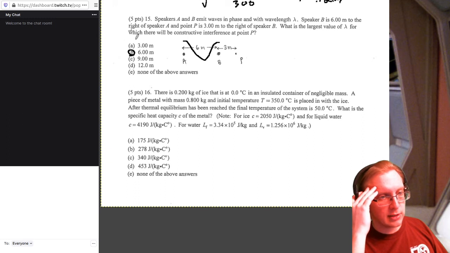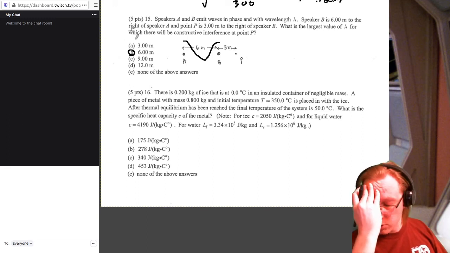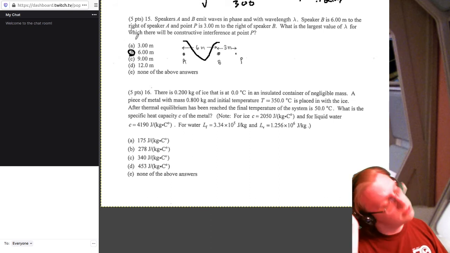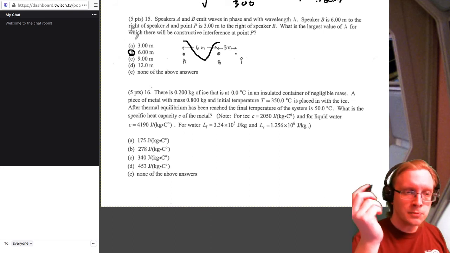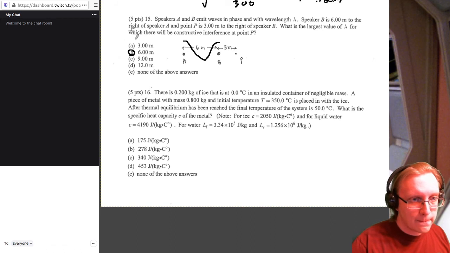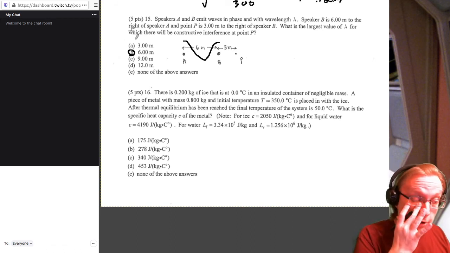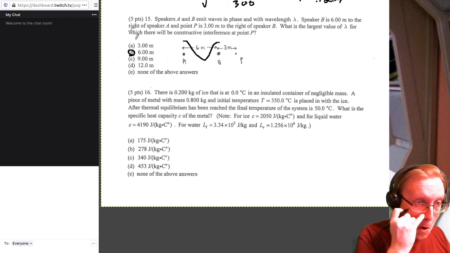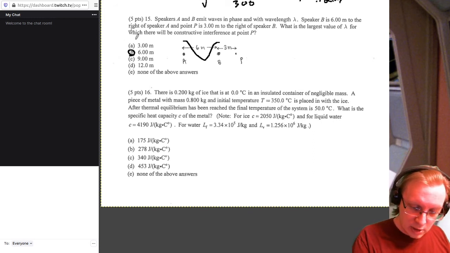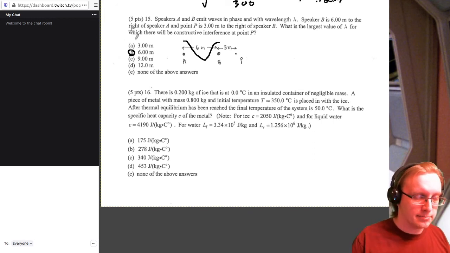Now, for ice, and for liquid water, okay, we have our numbers. Oh, lovely. Okay, we have all the numbers we need. Let's see if we can get it right the first time.